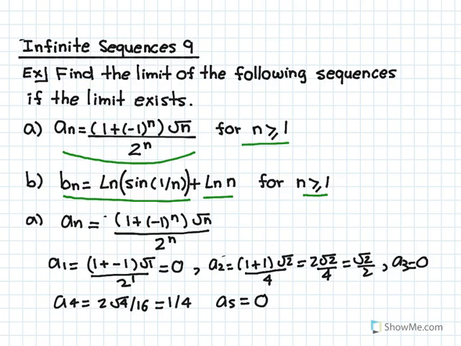Intuitively, we can kind of see how this converges because all the odd terms are always going to be 0, but the even terms are progressively getting smaller and seem to be approaching 0, but we have to prove that.